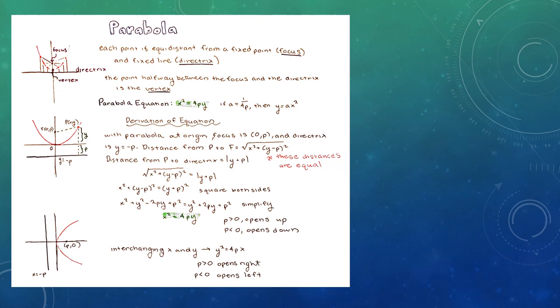And if p is greater than 0, the parabola is going to open upwards, and if p is less than 0, it's going to open down. So if it's negative, it goes down. If it's positive, it's up.